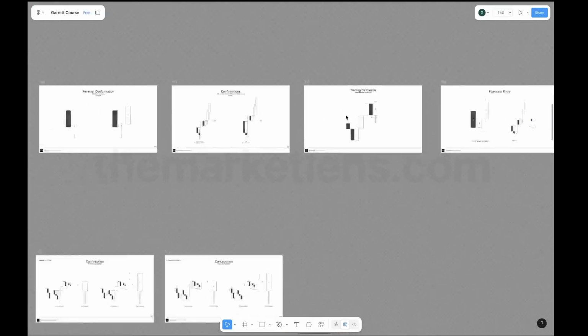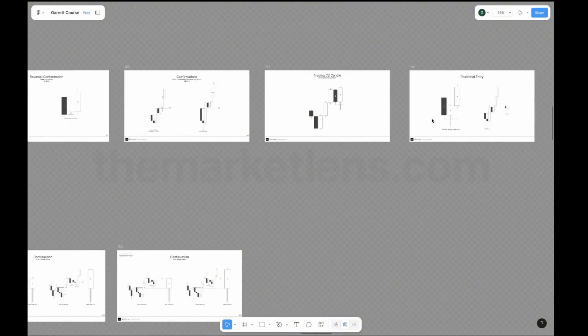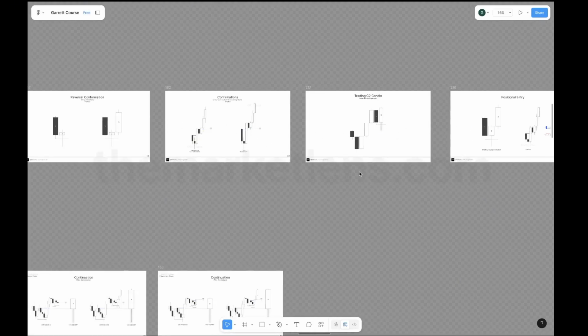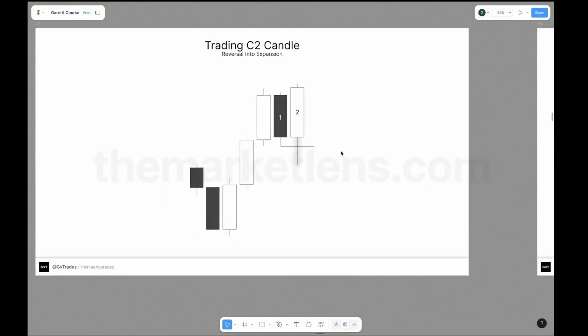How do I trade a candle two? Because I do trade candle twos, but there's specific scenarios where I take a positional entry or a candle two, which is not in my course because it requires a little bit more experience to take, and it's very specific. I'm gonna make more detailed slides, so this is just a small introduction, all right? So the first way I trade a candle two is with a driver.